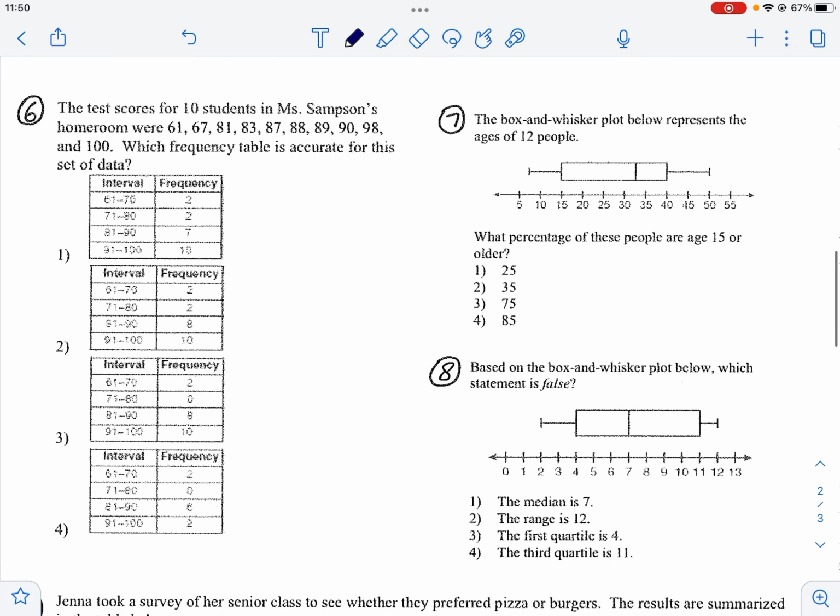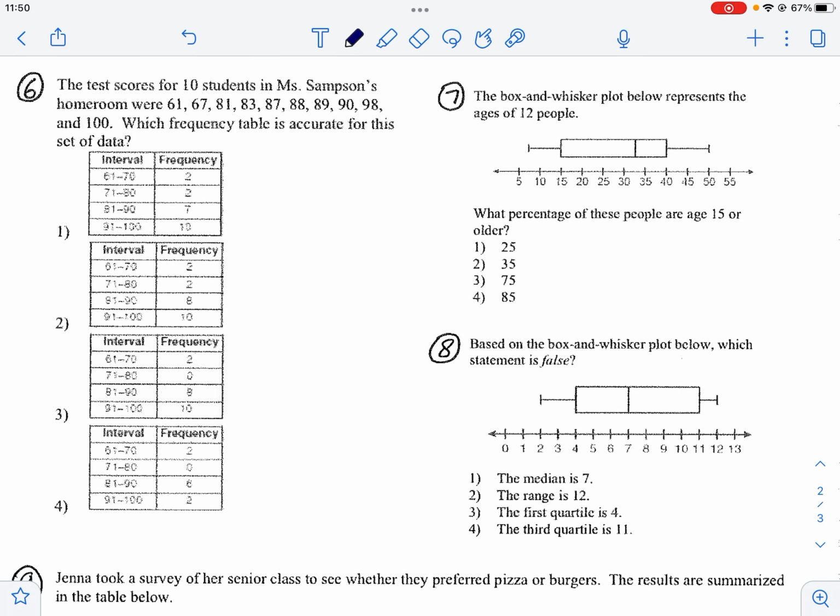For question 6, we're asked to create a frequency table. So we can go through each part of the table and see if it matches up. So we have two values between 61 and 70. Looks like all four options show two values between 61 and 70. There are 1, 2, 3, 4 values between 81 and 90.